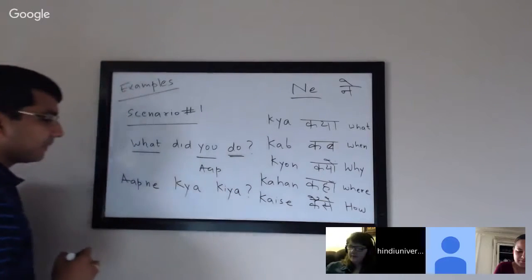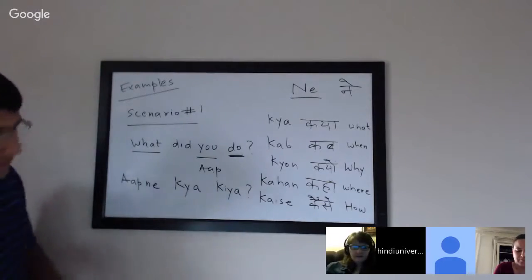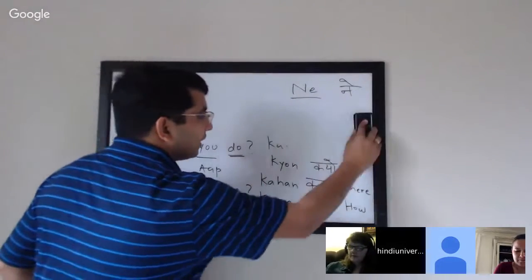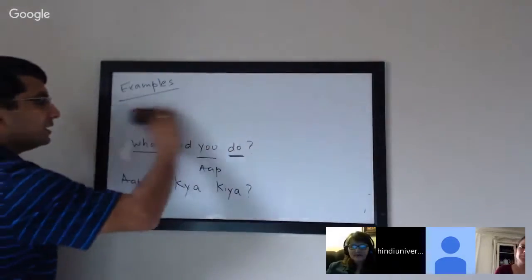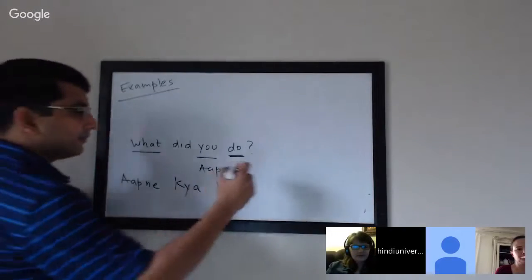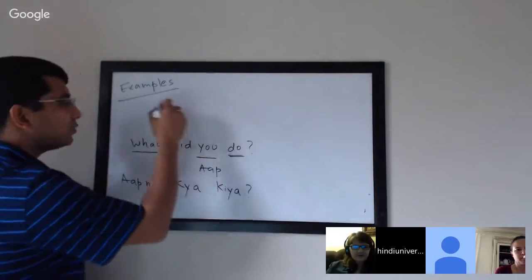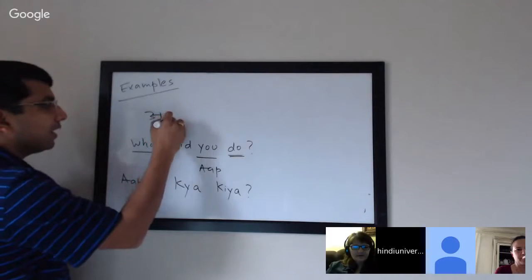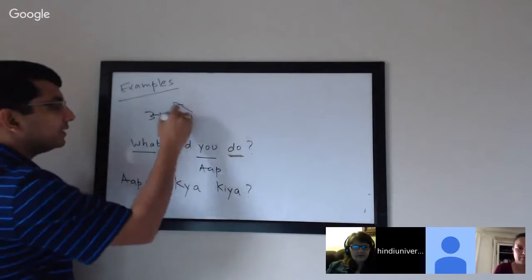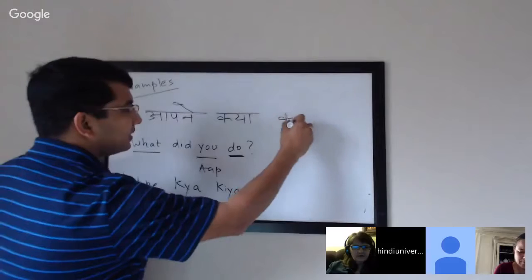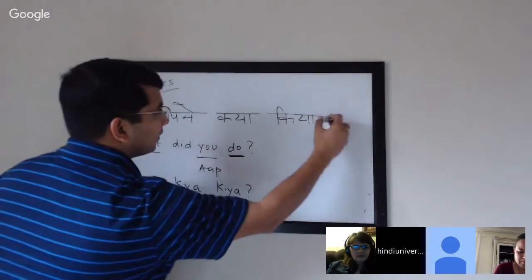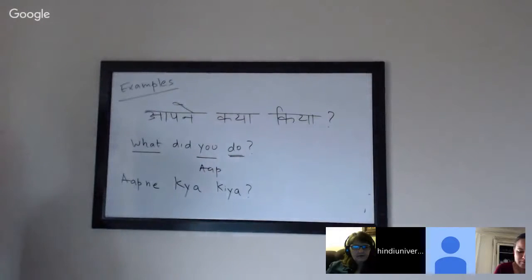आपने क्या किया? Let me erase this side. Hopefully you've written it down so I can use the whiteboard. आपने क्या किया? So, what did you do? The way you write it in Devanagari, you have आ followed by ने, and then you will have क्या and then किया. आपने क्या किया? Very good, right? And so hopefully this is easier.